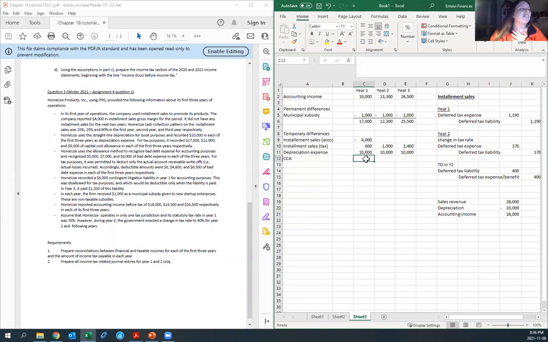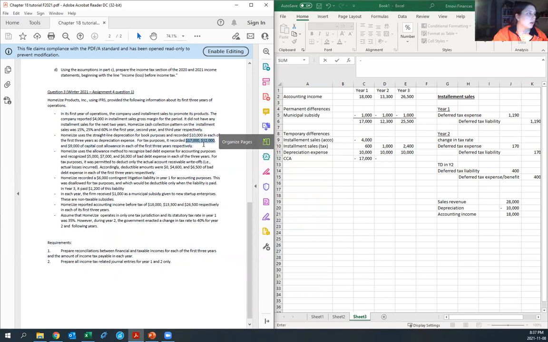Okay. All right. For CCA. So here, you added back your depreciation expense. CCA is the actual depreciation that should have happened. So you're going to remove the $17,000. You're going to remove the $12,000 and the $9,000. So this is the depreciation amount under tax. This comes and reduces your income for tax.